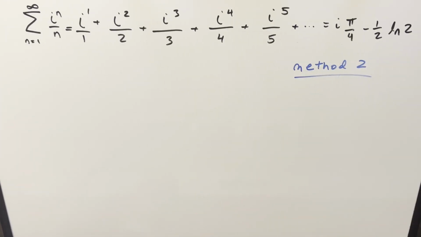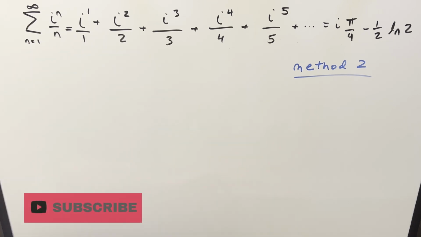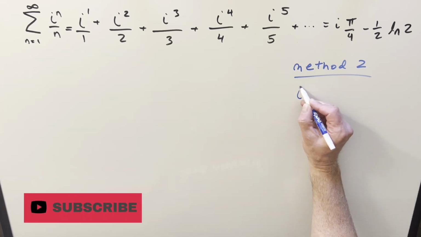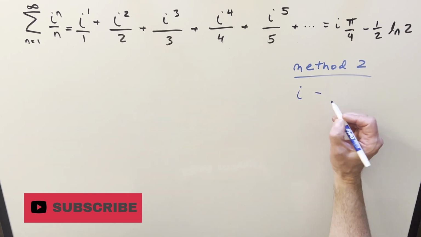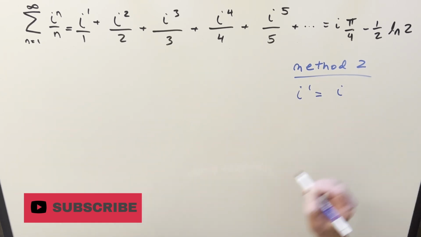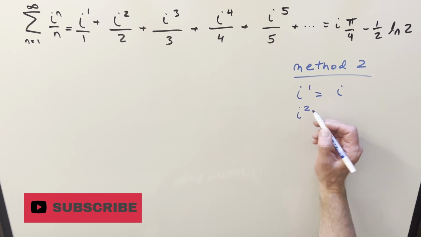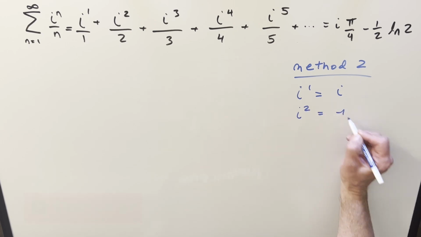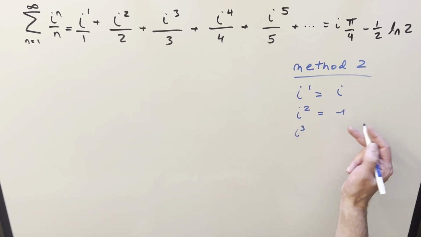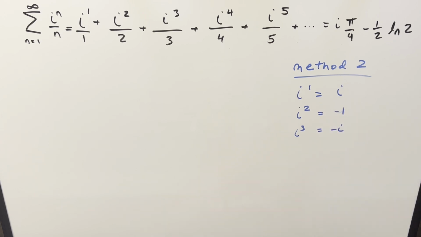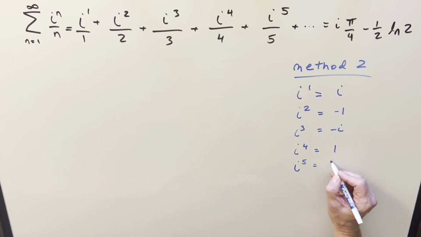Okay, now for method number 2, what I want to use is looking at the numerators here. Just notice that our different values of i are going to repeat. Let's see how this goes. If we look at just i to the 1, of course, this is just i. For i squared, multiply by i and you get minus 1. i cubed, multiply by i again, you get minus i. Do it again for i to the 4th: i times minus i is minus 1 times a minus sign, which is just 1. Do it again for i to the 5th, and now you just get back to i.